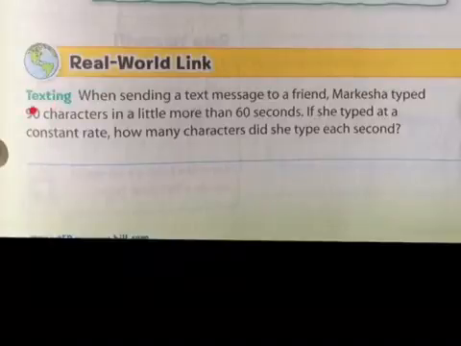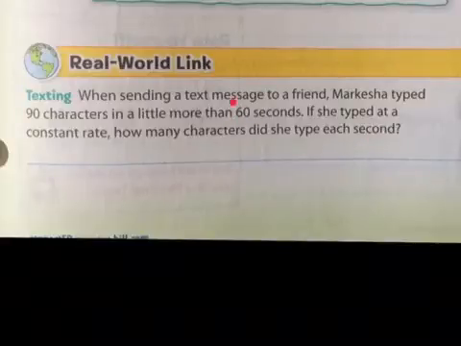Texting. This is something all of you know about. When sending a text message to a friend, Markeisha typed 90 characters, 90 letters, in a little more than 60 seconds. If she typed at a constant rate, how many characters did she type each second?